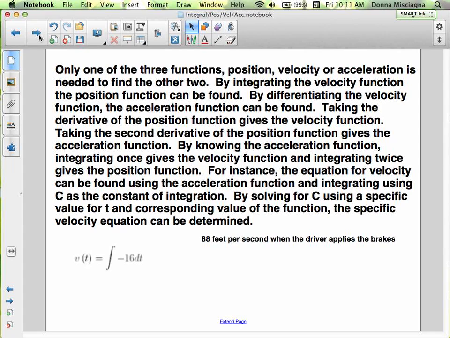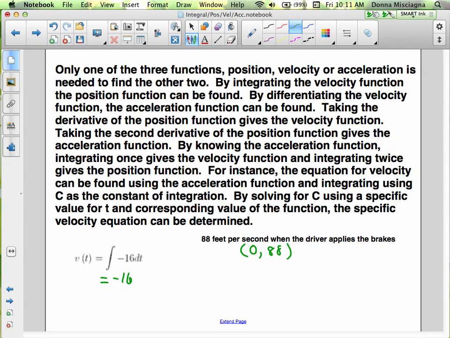So here I added something from the original question. Here we have the acceleration function, that was negative 16 dt. We know that the car was traveling 88 feet per second when the driver applies the brakes. So here is a point that we have: when t is 0, velocity was 88. So now we can integrate this. We integrate and use the power rule. Our exponent is going to increase by 1.